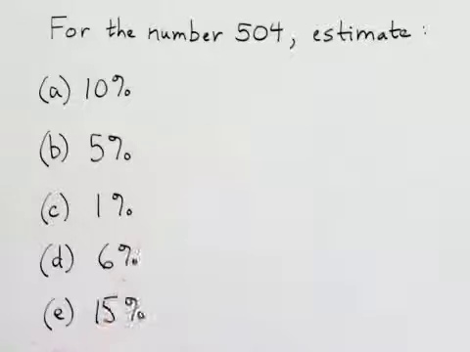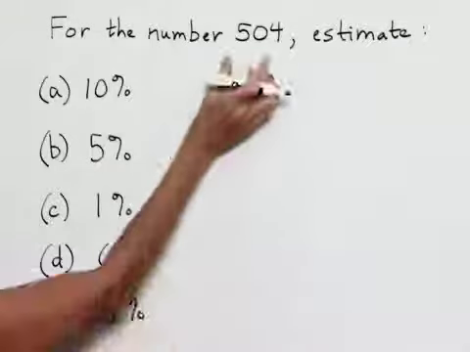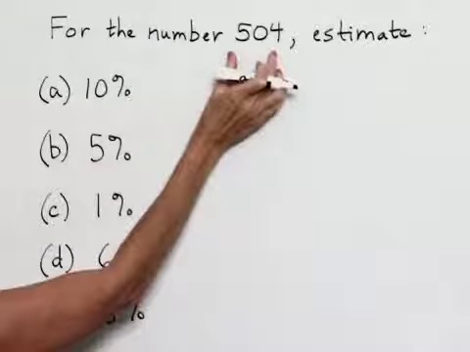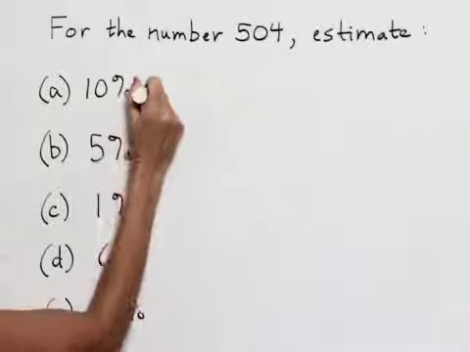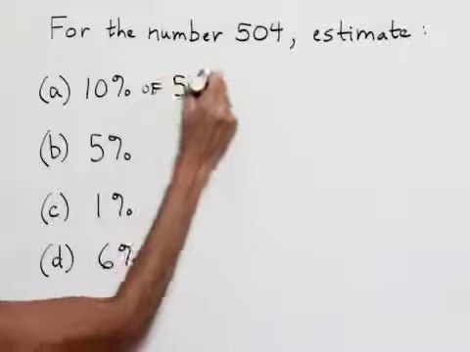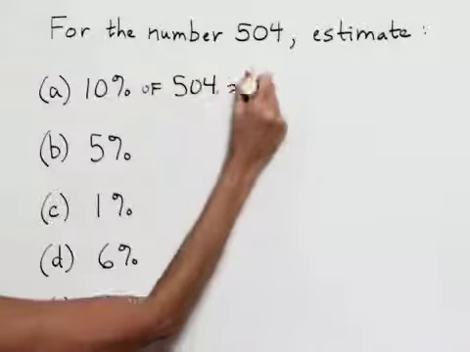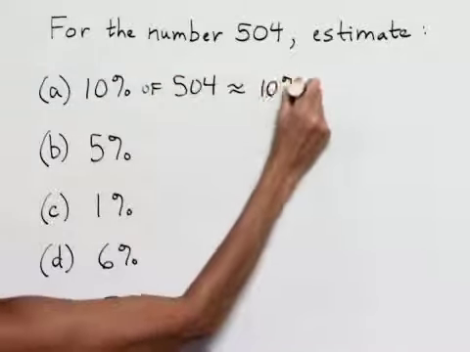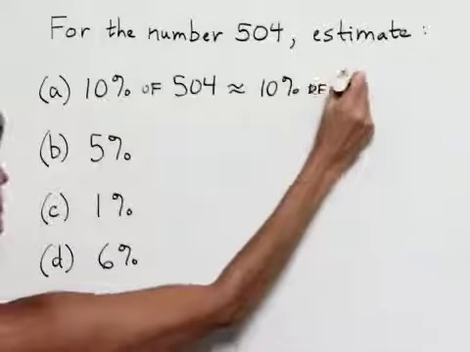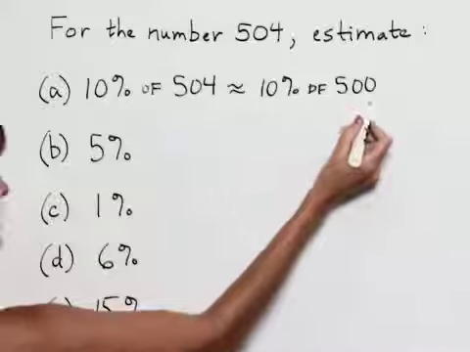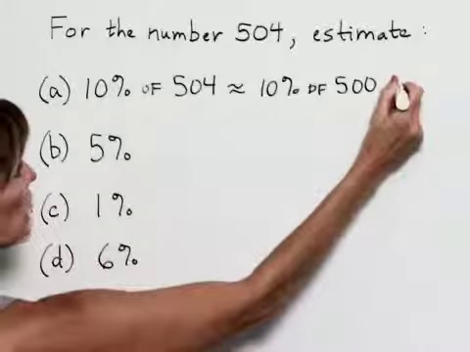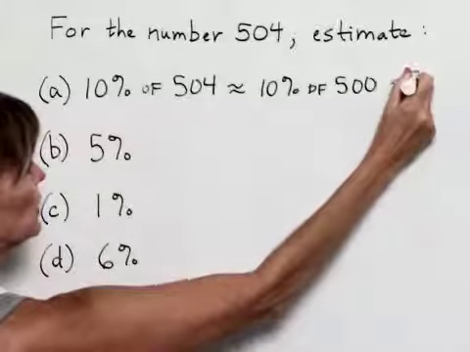We're looking at an estimate, which means we're going to round the number to a nice value, which is going to be easy for us to work with. We can take the value of 504 and round it to 500. So to find 10% of 504, we're going to estimate that as 10% of 500. To find 10% of a number, we can delete the last digit. So this is going to be a value approximately equal to 50.